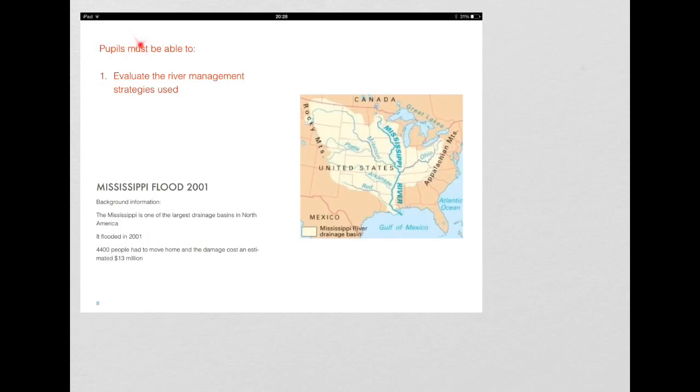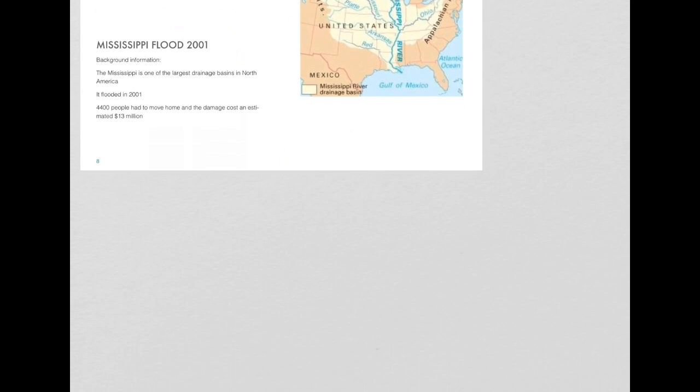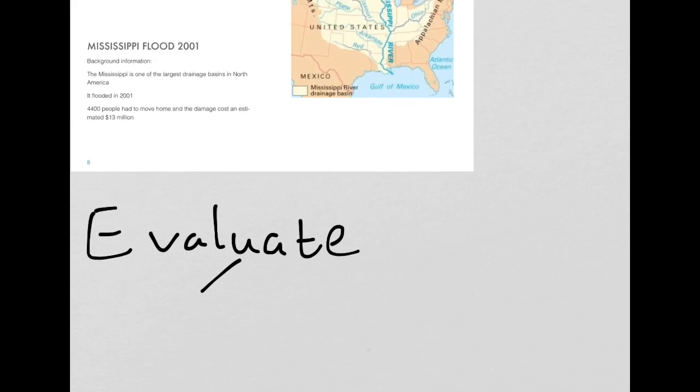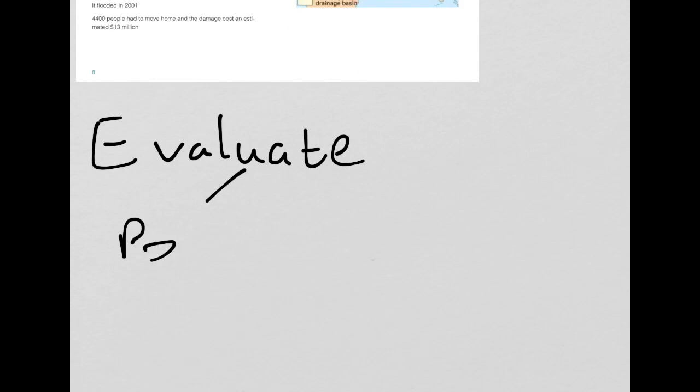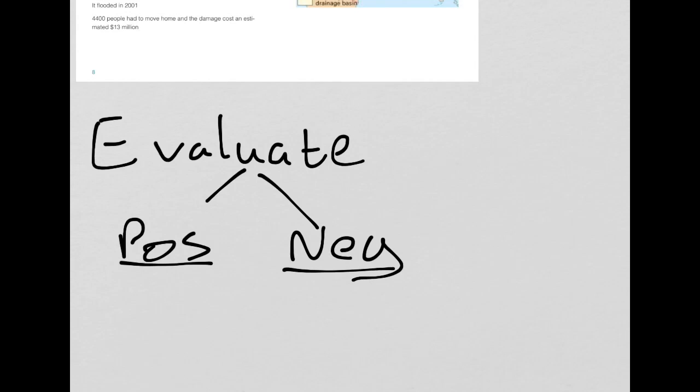The area in red that we can see at the top of the screen is copied straight from the scheme of work, and the important part of this is this term, evaluate. Evaluate is a really important command word, and evaluate basically means that we have to give positives and we have to give negatives. Okay, so we're looking for both positives and negatives.